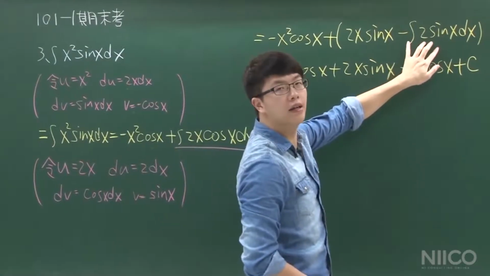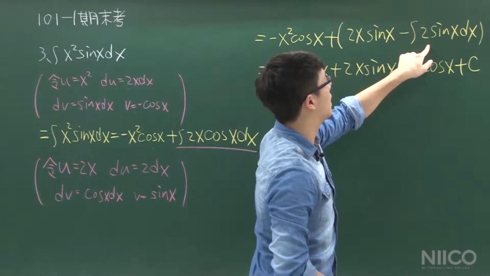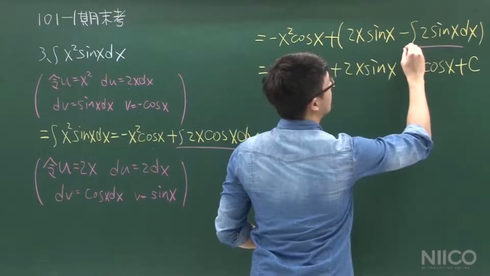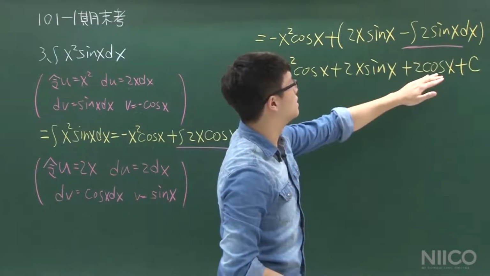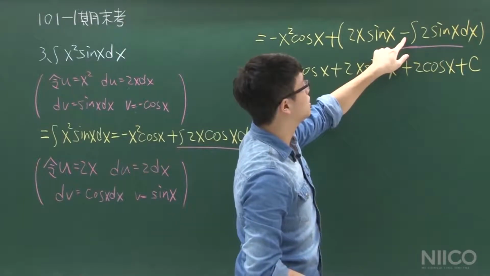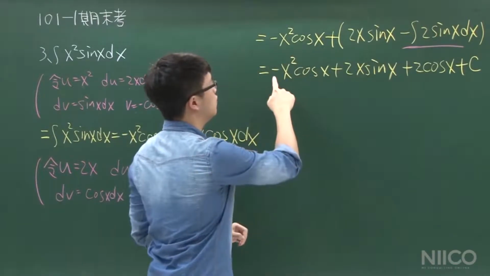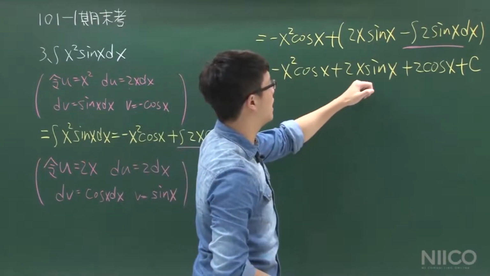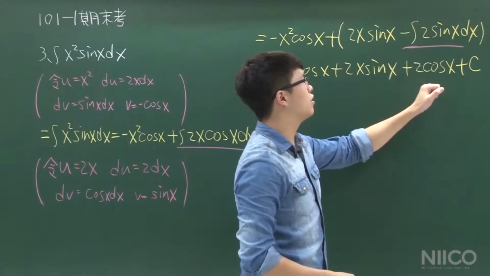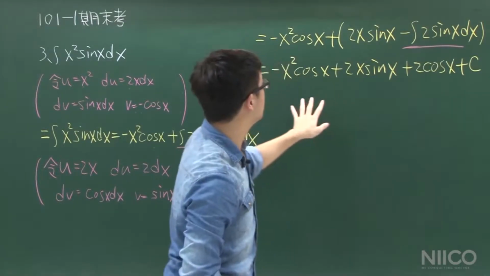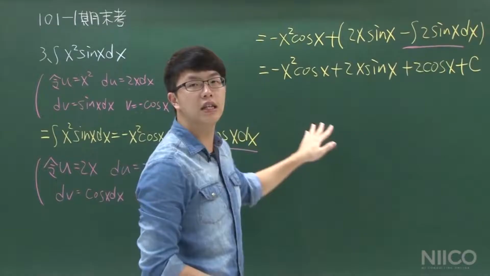So what is the integral of 2 times sine x dx? This is just negative 2 times cosine x. So there we have it. The answer to this problem is negative x squared times cosine x plus 2 times x times sine x plus 2 times cosine x plus c. C is a constant because the upper bound and the lower bound are not specified.